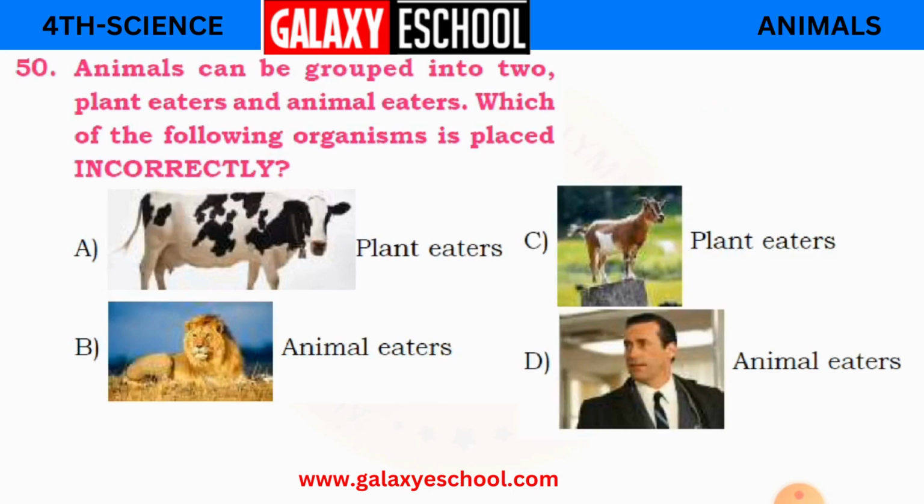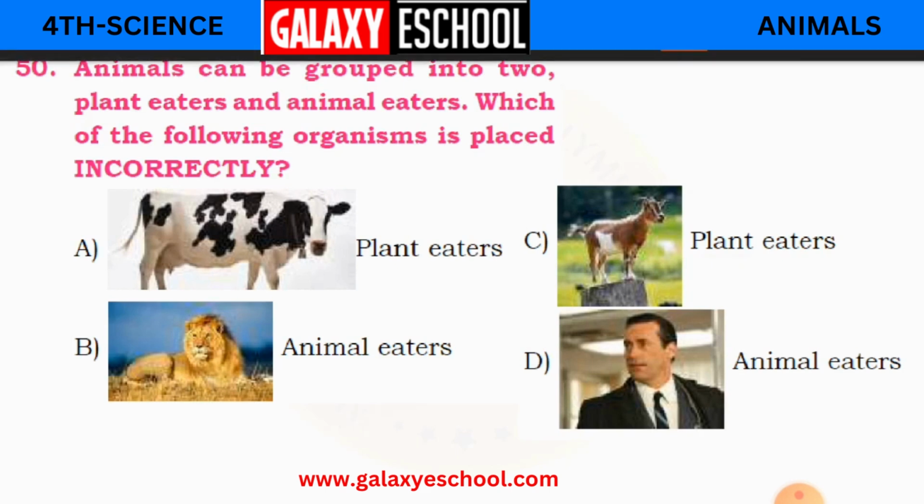Animals can be grouped into two: plant eaters and animal eaters. Which of the following organisms is placed incorrectly? Okay, children, as we learnt that animals can be of two different types, that is plant eaters and animal eaters. So which of the following organisms is placed incorrectly? So here if you see cow, plant eaters, is this correct? Yes. Animal eaters, lion, correct? Yes.